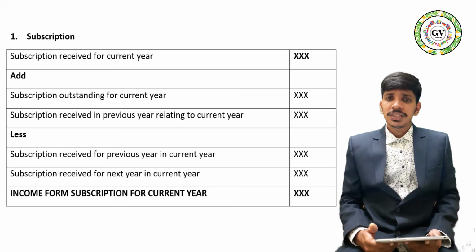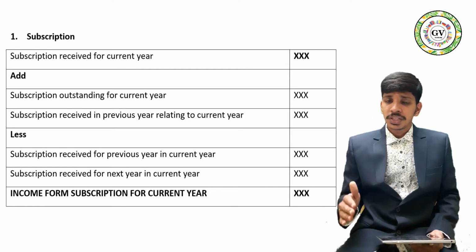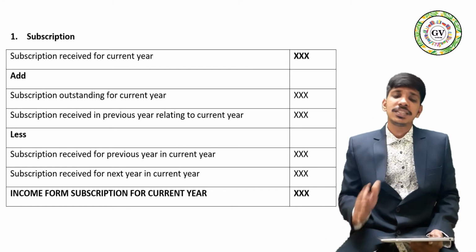It is the total subscription received, add outstanding subscription in the current year and subscription received in the previous year for the current year, less subscription received in the current year for the next year and subscription received in the current year for the previous year.